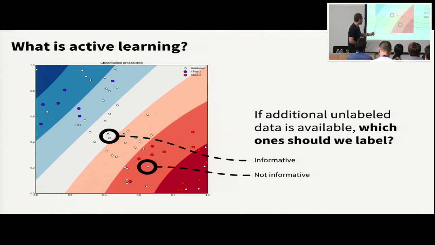So basically, it matters which point you select for labeling. If you pick this point here, it's not that informative, because in this region you have quite high certainty about your predictions. But in this middle region, you basically have no information whatsoever. So you should pick this point. Active learning is a collection of strategies to help you decide which unlabeled data point you want to label.